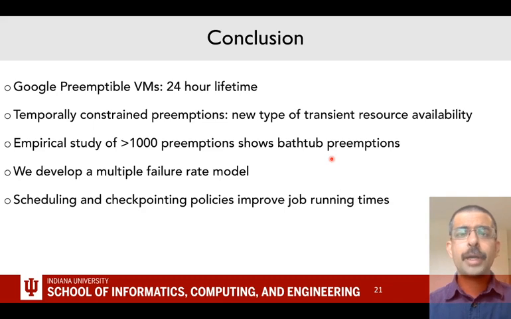So to conclude, I talked about Google Preemptible VMs that have a unique characteristic that they have a maximum lifetime of 24 hours. So these kind of temporally constrained preemptions are an interesting new type of transient resource availability. We conducted a large empirical study of preemptions, and we showed that the failure rate is bathtub shaped, and all our preemption data is available online. We use this preemption data to develop a new failure model that is able to capture the preemption characteristics of different types of Google VMs. And using this model, we developed scheduling and checkpointing policies that help improve job running times.